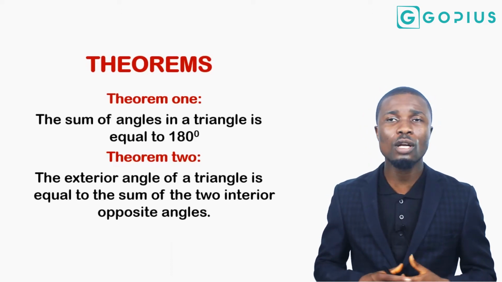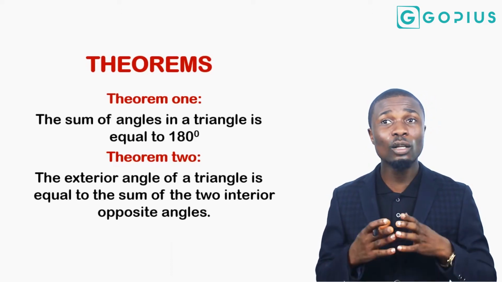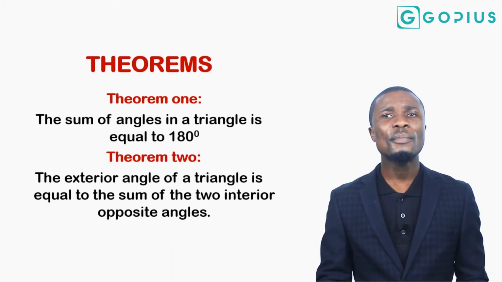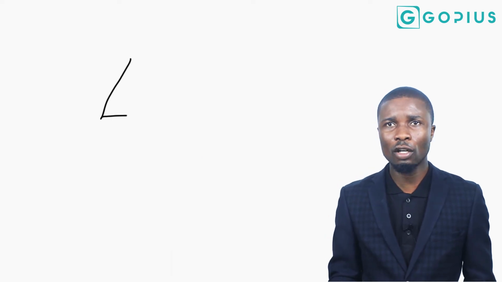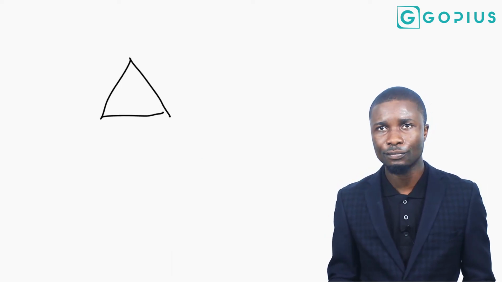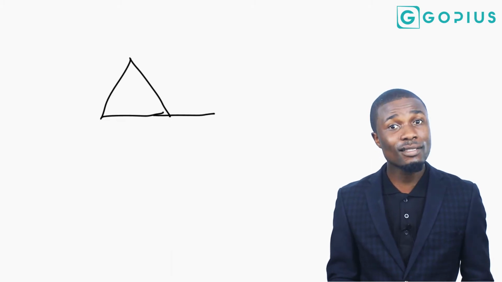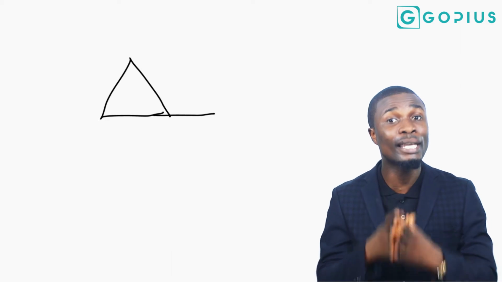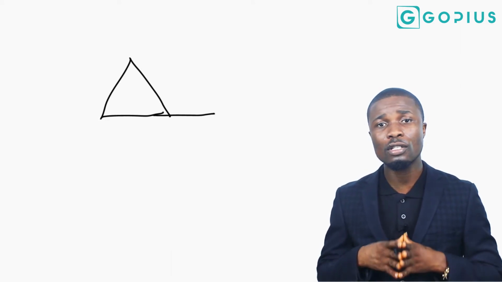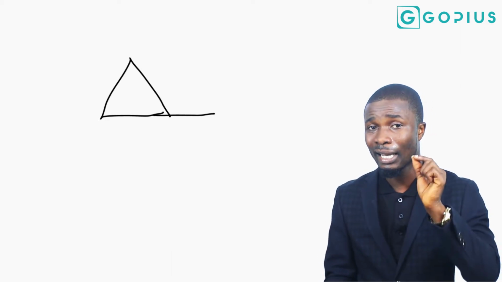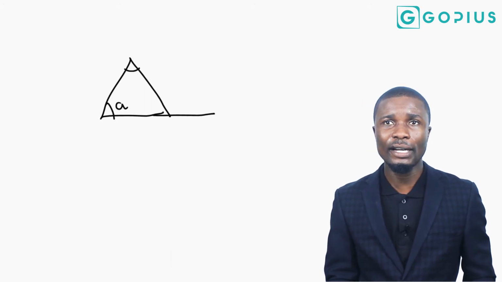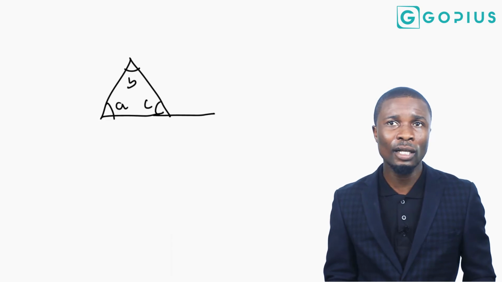The second theorem says that the exterior angle of a triangle is always equal to the sum of the two opposite interior angles. Let me take a diagram so that you understand what we mean. On this screen here, I have a triangle. As I said earlier when I started geometry, angles from inside the shape are called the interior angles, and the ones from outside the shape are called the exterior angles. So here I have an angle, let's say A, an angle here, let's say B, and an angle here, let's say C.